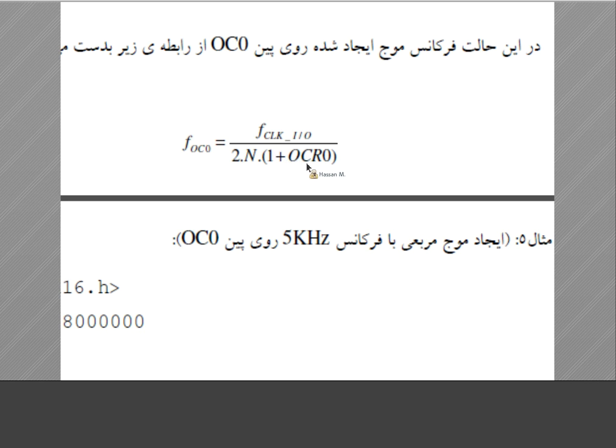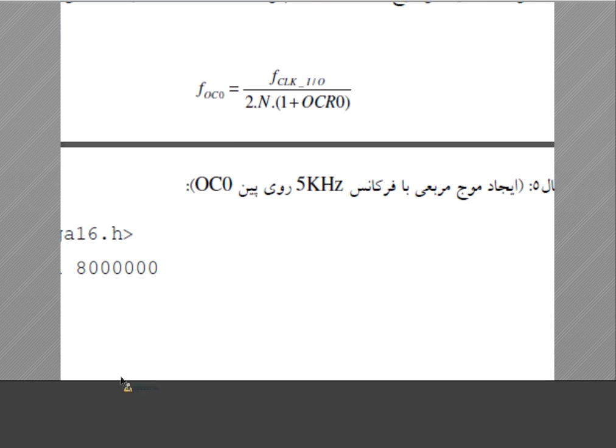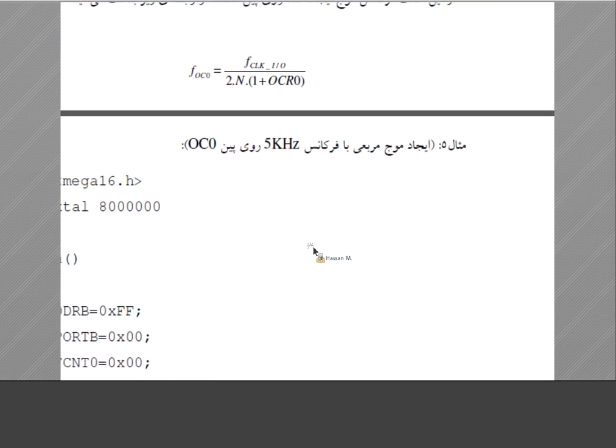What was OCR? OCR is output compare register. That's right.